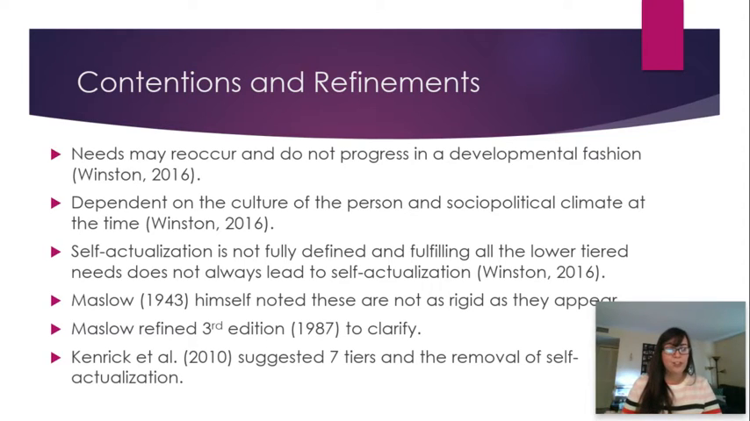Other revisions suggested by Kenrick and his associates in 2010 were to extend this hierarchy from 5 to 7 tiers, which still retained the bottom 3 tiers of Maslow's original hierarchy, but they added the acquisition of a mate, the retention of that mate, and parenting at the top of the tier, rather than self actualization, which they suggested was not fundamentally necessary.